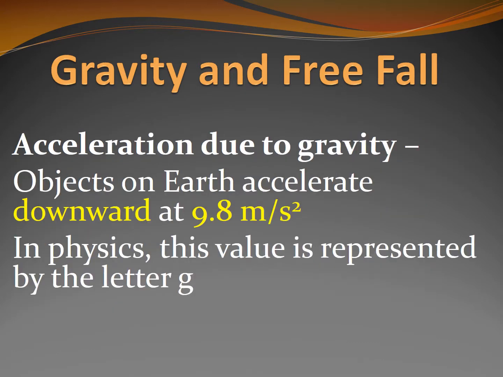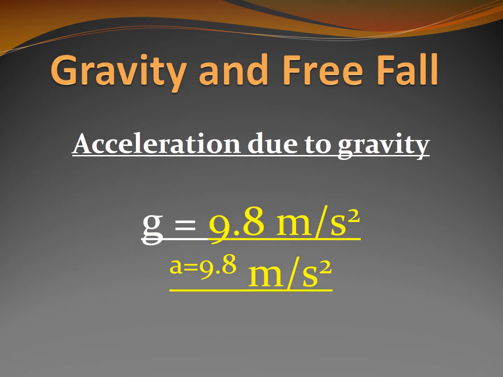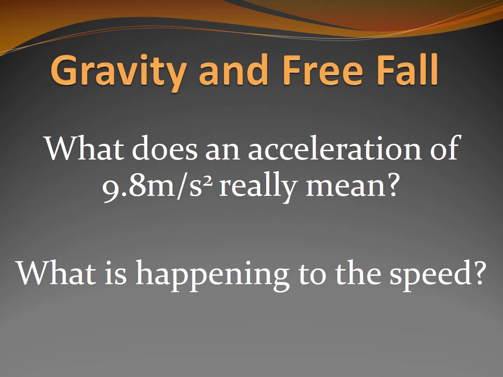So we say an acceleration due to gravity will accelerate downward at 9.8 meters per second squared. And we represent this with the letter g. So g equals 9.8 meters per second squared. Or sometimes you may say a equals 9.8 meters per second squared. But know that 9.8 is due to gravity. So it's acceleration due to gravity.